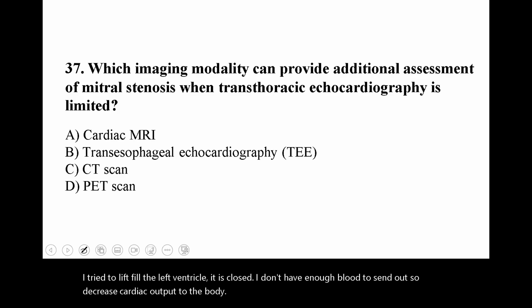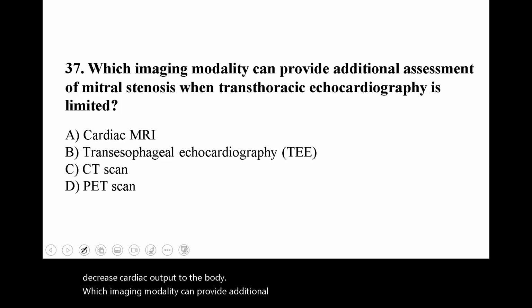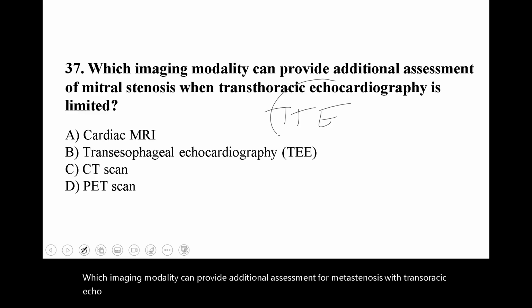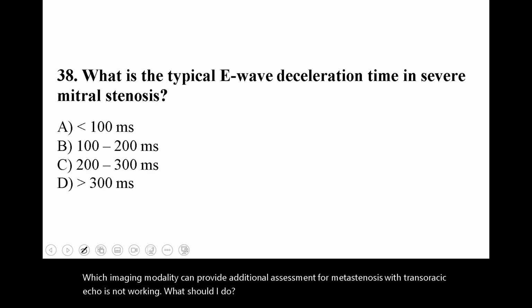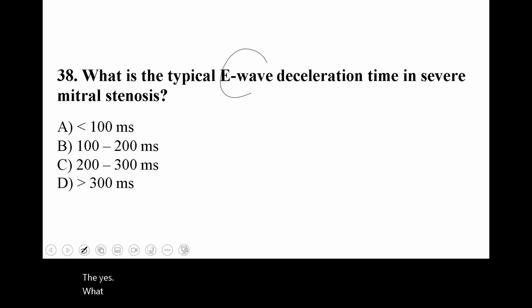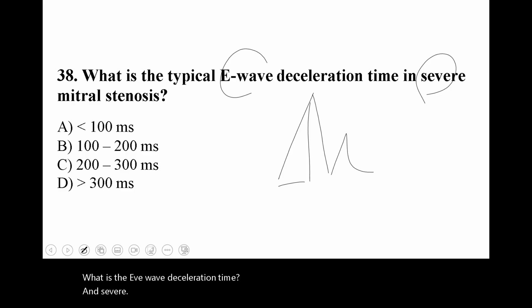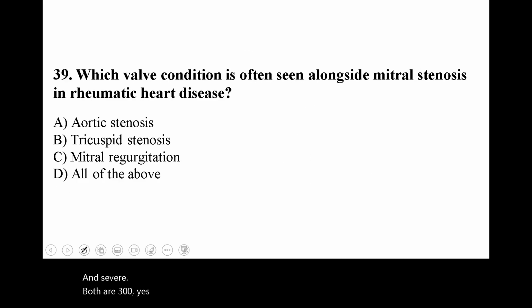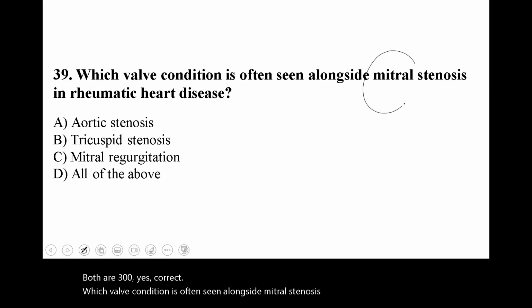Which imaging modality can provide additional assessment for mitral stenosis with transthoracic echo? Is not working. What should I do? TEE, yes. What is the E wave deceleration time in severe? More than 300, yes, correct. Which valve condition is often seen alongside mitral stenosis and rheumatic heart? I'm gonna have all of above, correct.